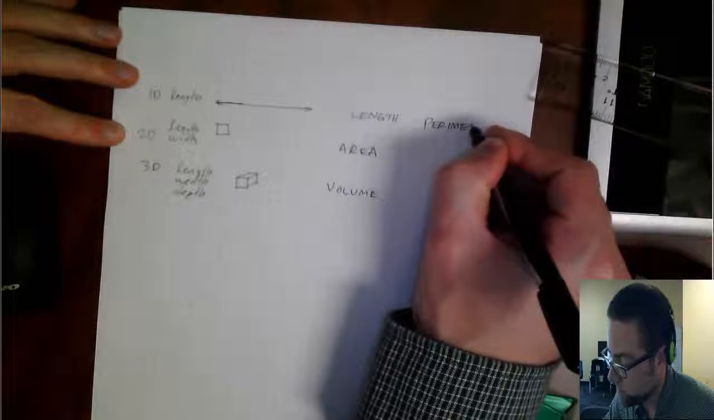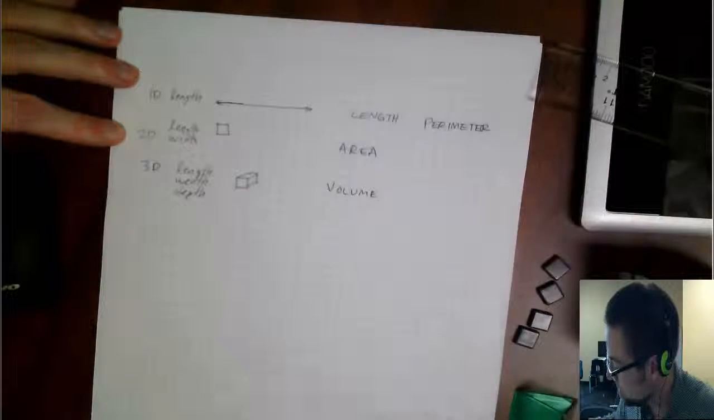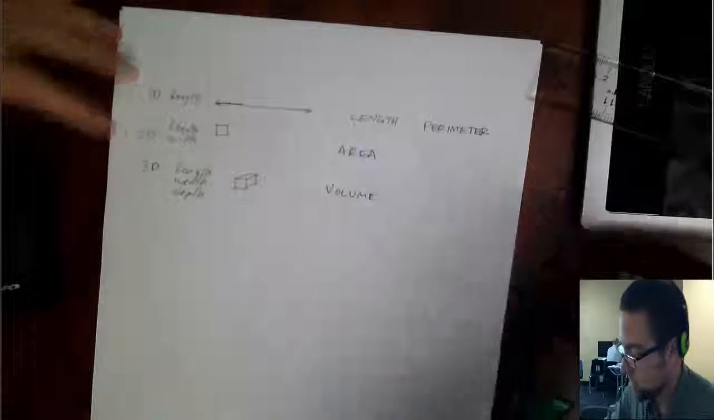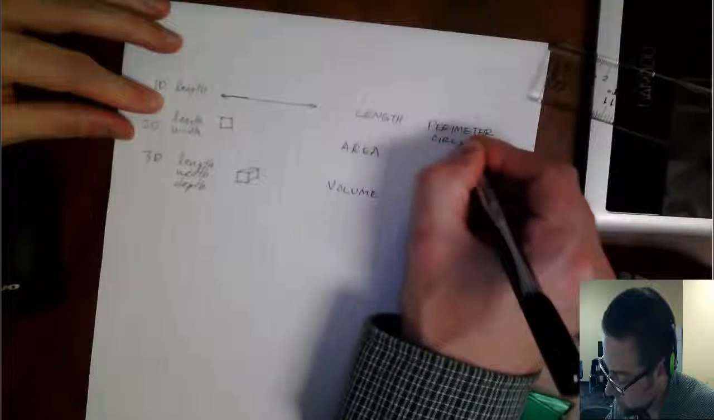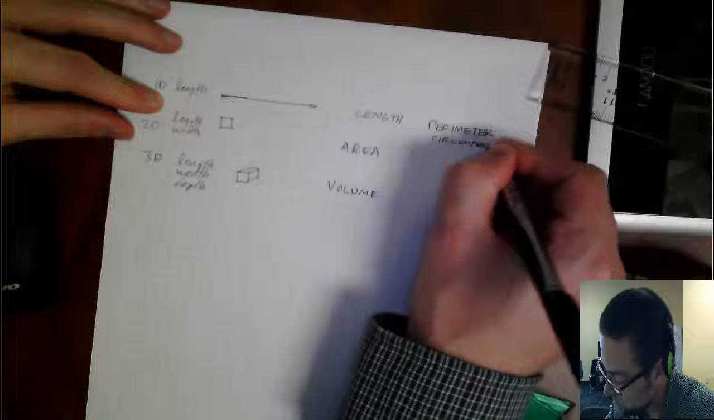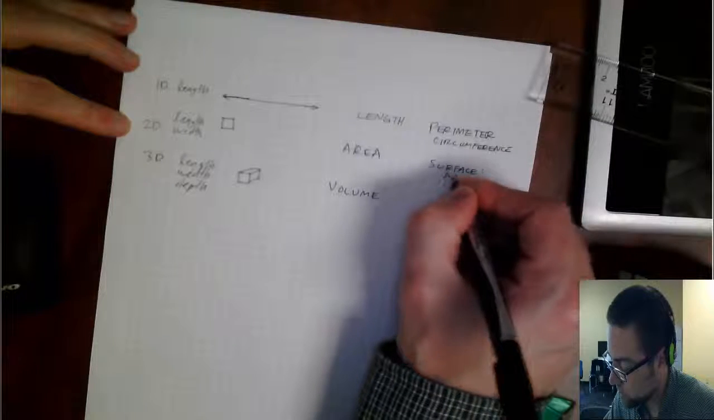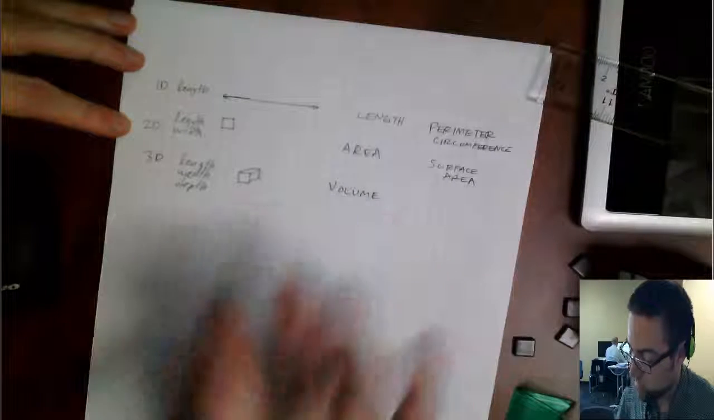Or in the case of the circle, instead of perimeter, we call it circumference. Okay, so we have length, perimeter, and circumference, which are all one-dimensional measures. Area and surface area are all two-dimensional measures. And then volume is a three-dimensional measure.